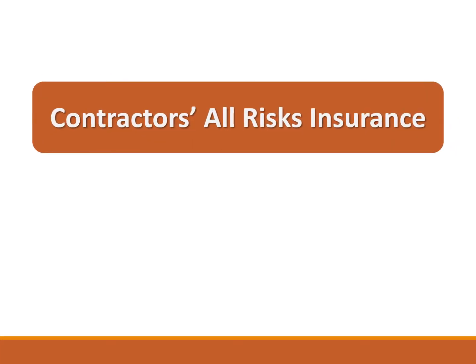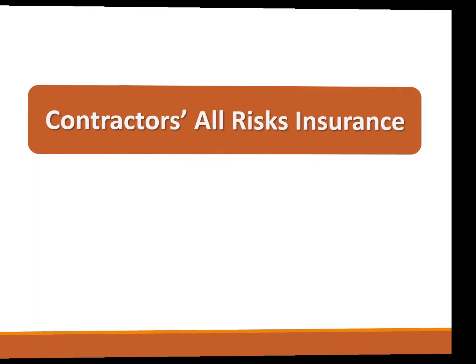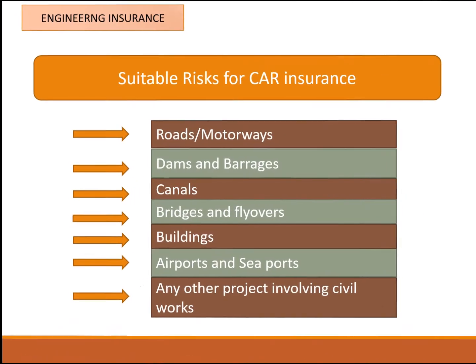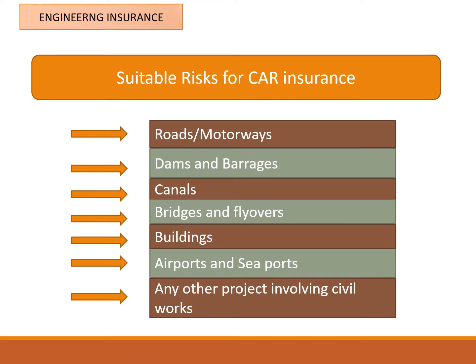Briefly, some points, the salient features of contractor all risk insurance. Contractor all risk insurance covers loss or damage to civil works during the course of construction. The CAR policy also covers third-party property damage and bodily injury. Several risks can be covered under CAR insurance.